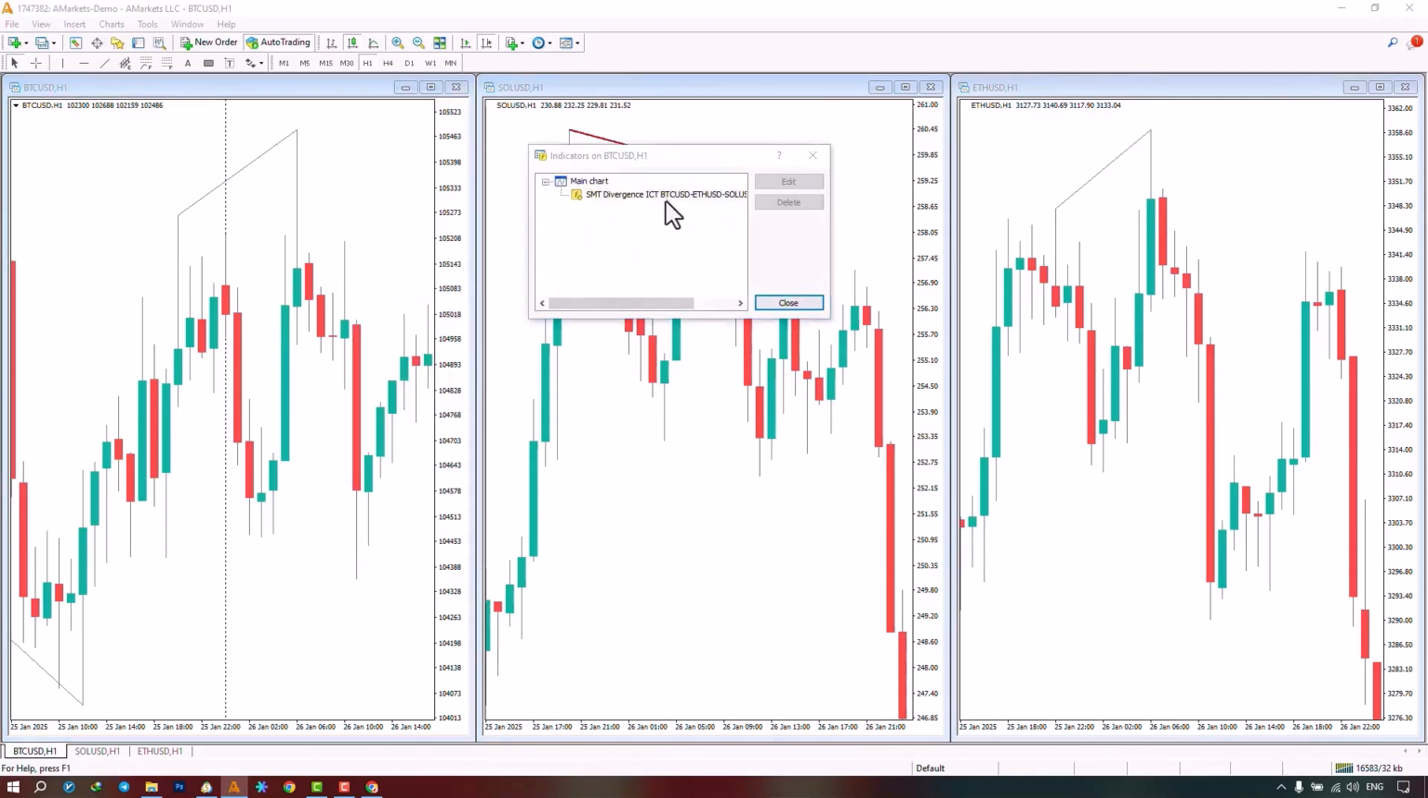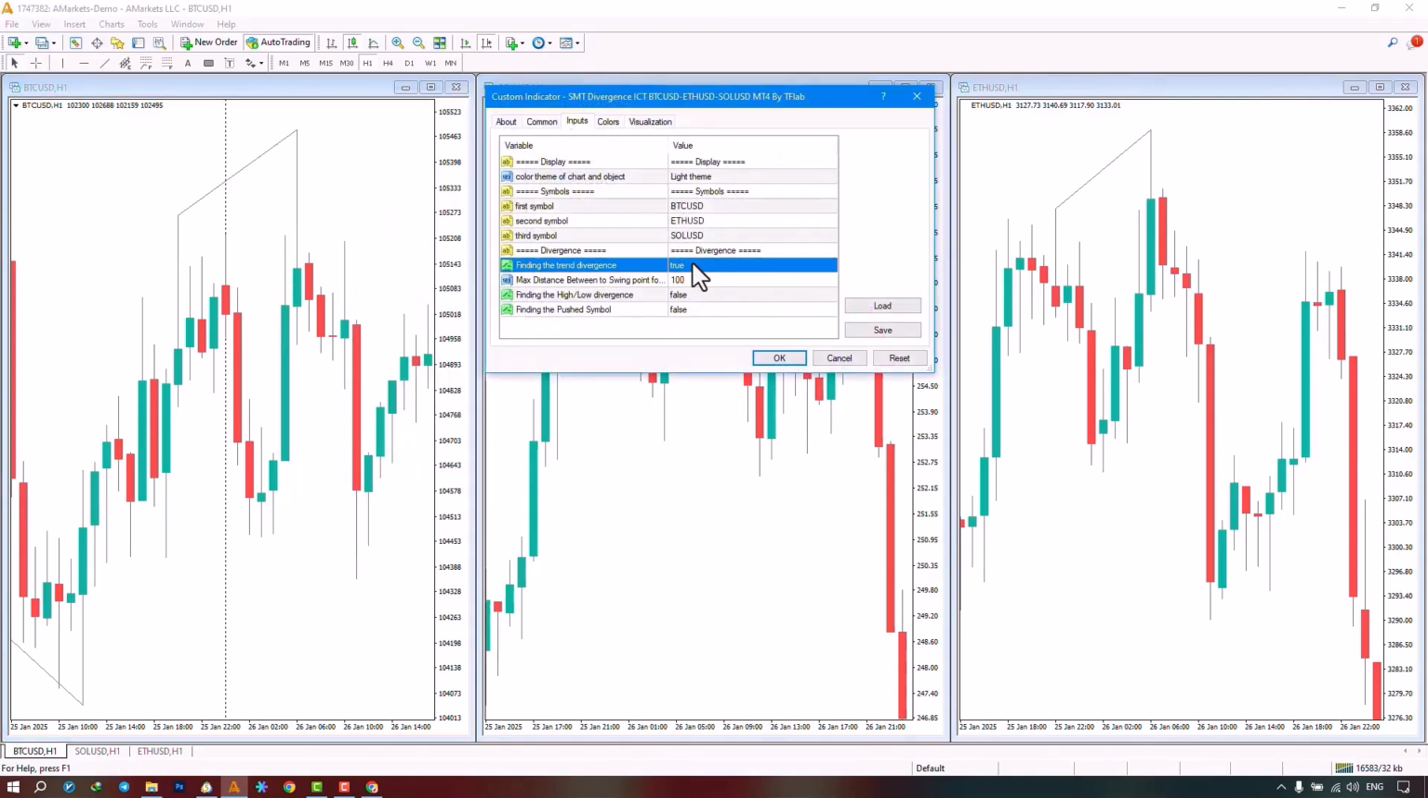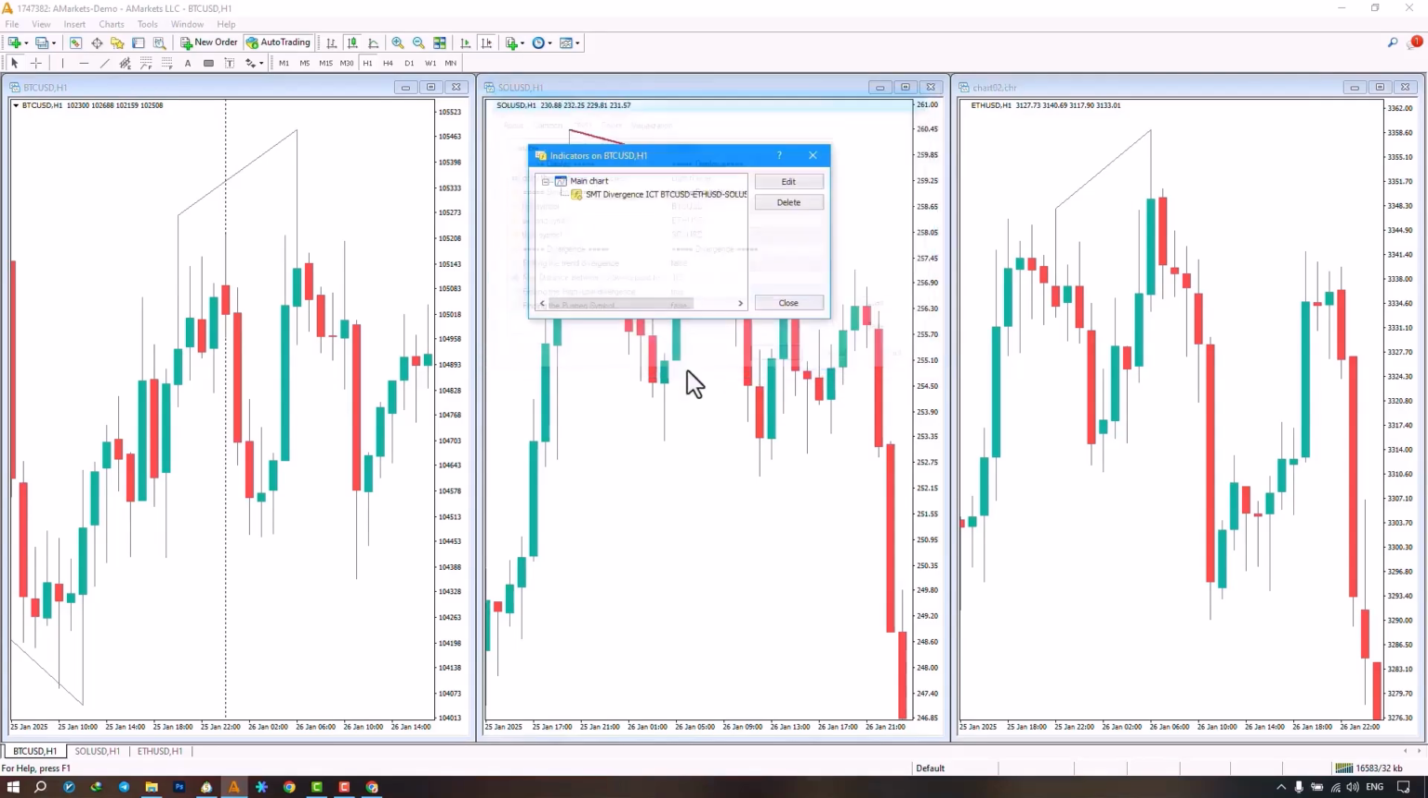Now, moving to the settings section, I will disable the first mode. In the second divergence settings, you can determine the distance between swings. By default, the maximum distance between two swings is set to 1 candle, but you can adjust this value to be greater or lesser. I activate the second mode of divergence and then I confirm.